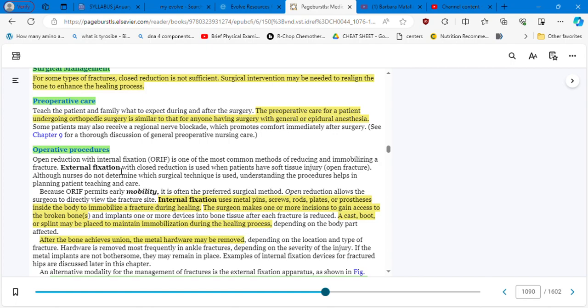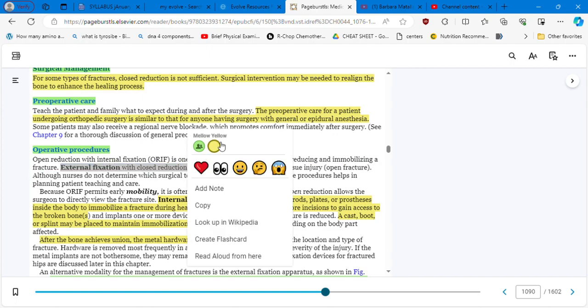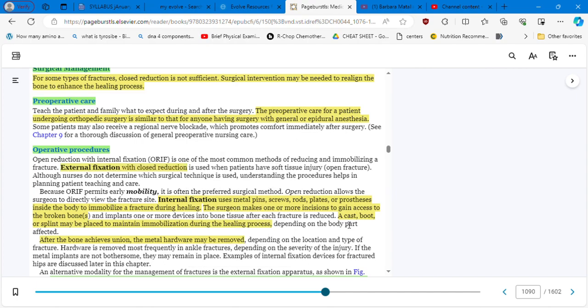So external fixation, we spoke before with closed reduction, right? So we know that. And this is the internal fixation we are covering right now. After the bone achieves a union, the metal hardware may be removed, okay? So this is internal fixation.